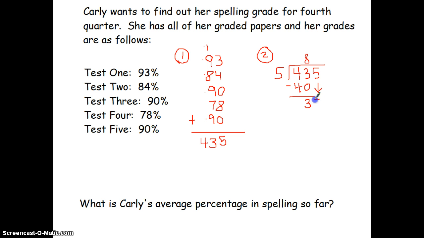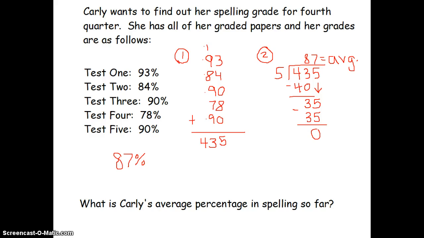Now I'm going to drop down my 5. 35 divided by 5 is 7. 7 times 5 gives me 35, and after I subtract, I'm not going to have a remainder. So now this 87, after I've divided, my quotient becomes my average. Again, AVG, there's my abbreviation for average. 87 is my average. And so what that tells me is that Carly, on average, scored an 87% in spelling for her grades this quarter.